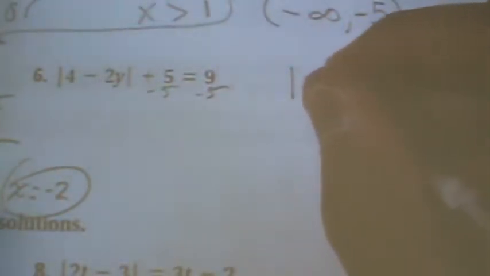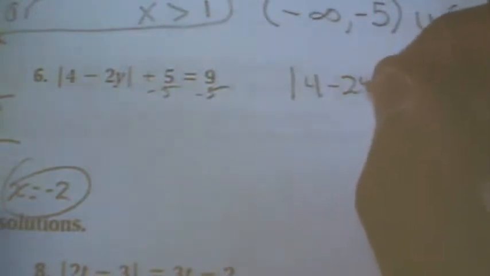So the point is you have to get the absolute value by itself. So what are you going to do to this first? Subtract. Oh, I thought it was a division sign. Oops. Alright, so I'm going to rewrite it over here. 4 minus 2 equals 4. Alright, so now that you have that, you're going to break it into 2 problems.